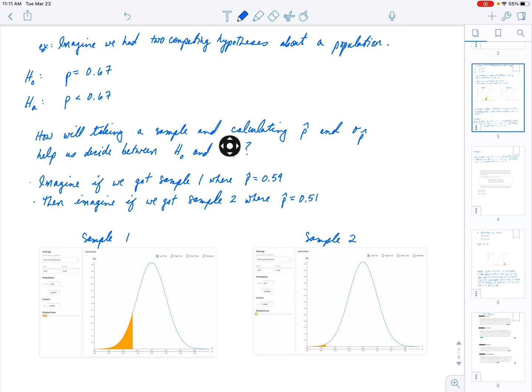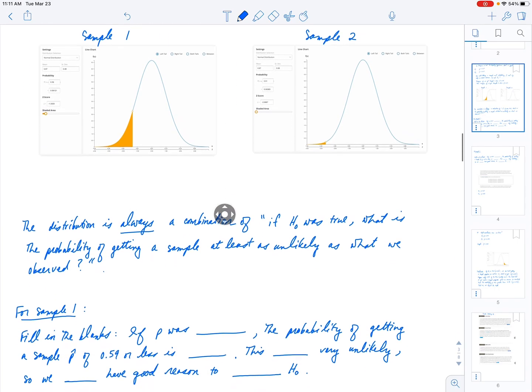That's the logic of hypothesis testing: you look at the rareness of the sample proportion you got with the assumption of the population proportion, and then you ask yourself, is the rarity of the sample you got enough to convince you that the underlying assumption is not true? Does it give you reason to reject that? Okay, so let's go ahead and flesh this out a little bit.